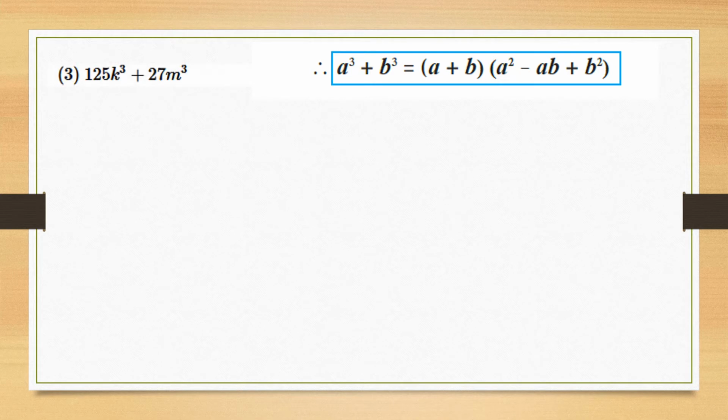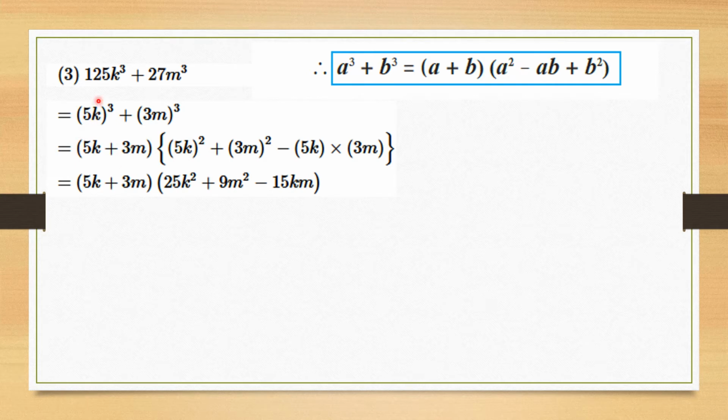Let us do the third sum. So if you see the third sum, it is 125k cube plus 27m cube. Now here first what we'll do is, we know cube of 5 is 125 and cube of 3 is 27. So in place of 125, we'll write 5k the whole bracket cube, and in place of 27m cube, we'll write 3m the whole bracket cube.